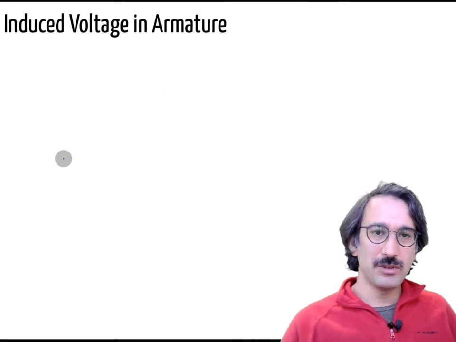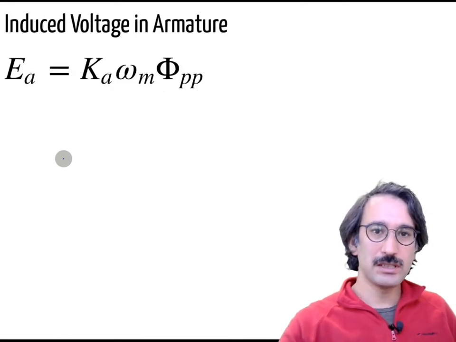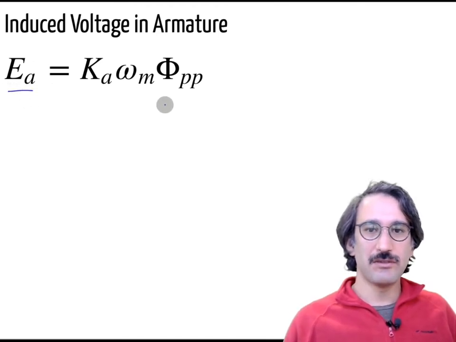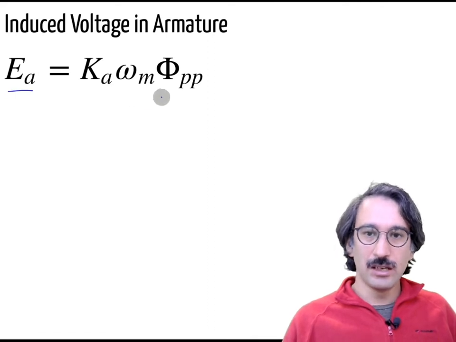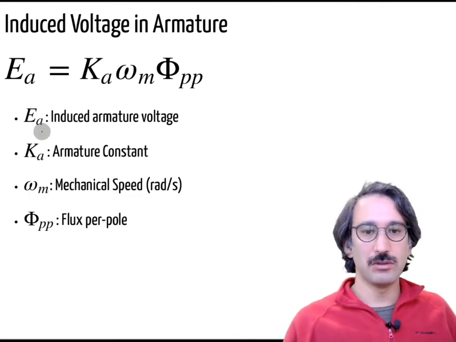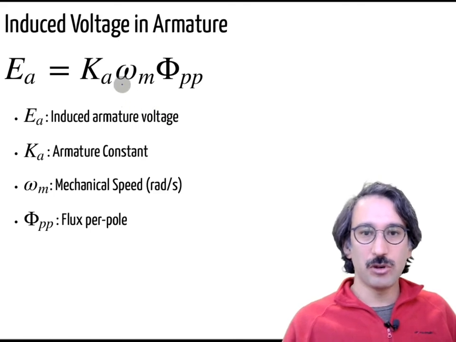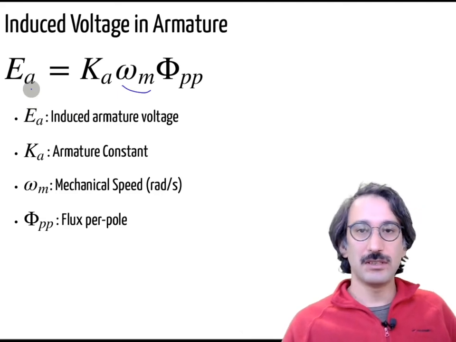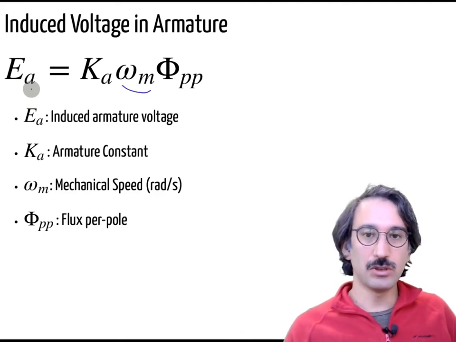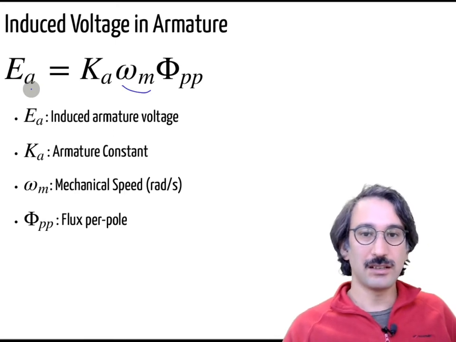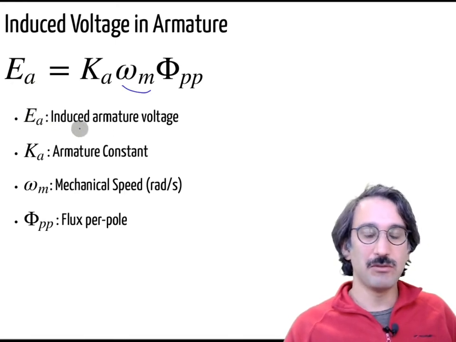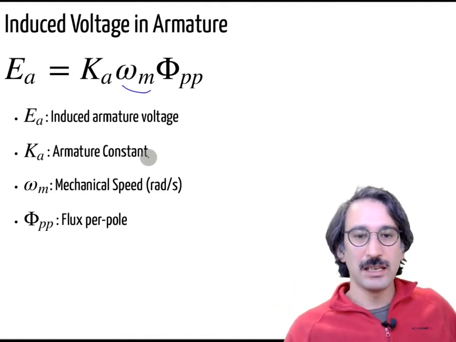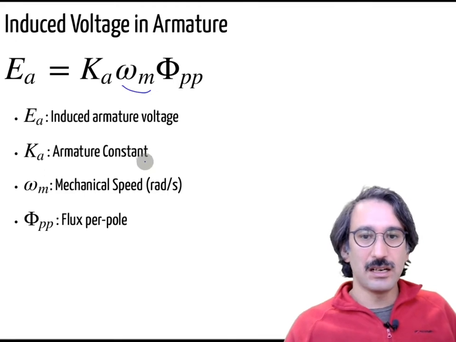And if we review what we did in the previous weeks, you can represent the induced back EMF voltage EA as a function of the flux per pole. The important thing is that back EMF is proportional to speed. So if there's no speed, there's no induced voltage, and as the speed increases under constant flux, the back EMF voltage also increases. And Ka is a machine constant depending on the size, power rating, and that kind of thing. So that is the armature constant.